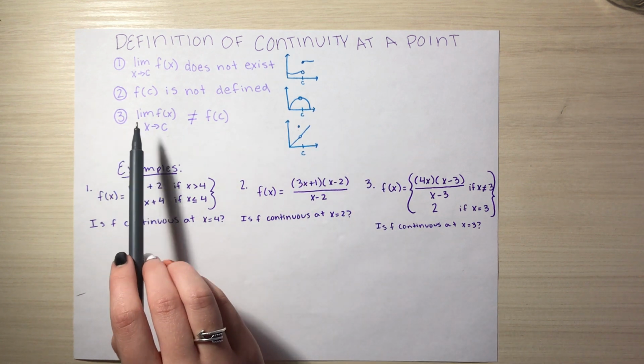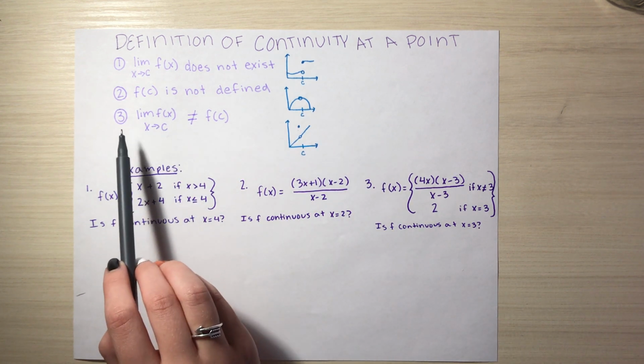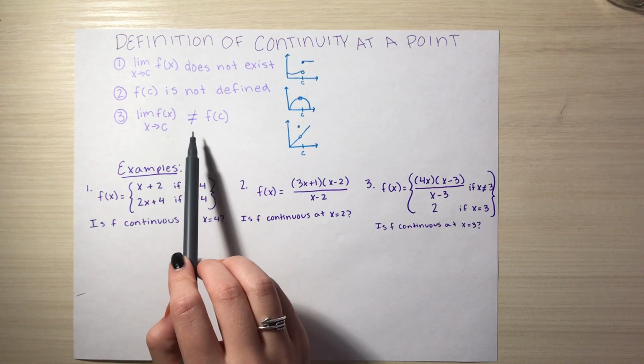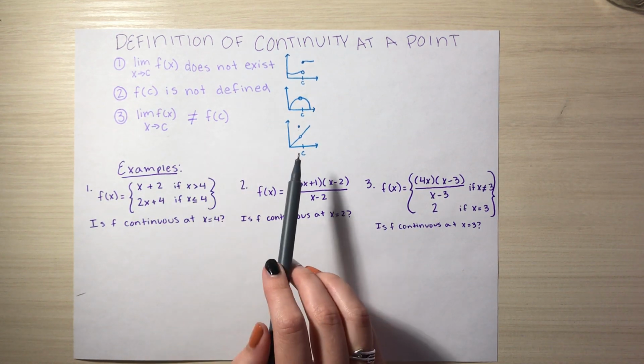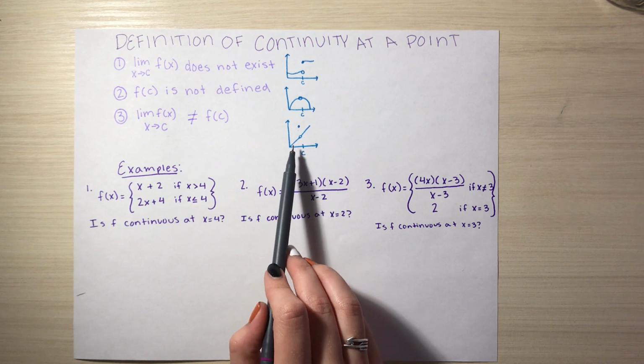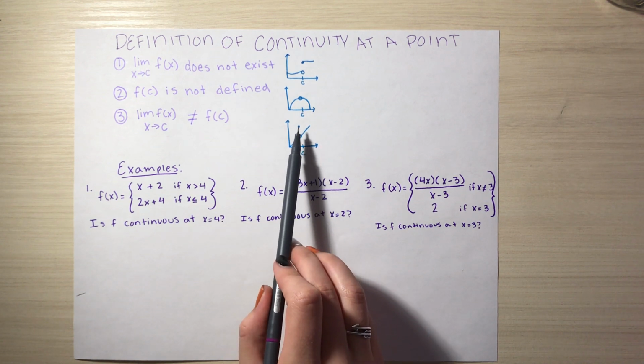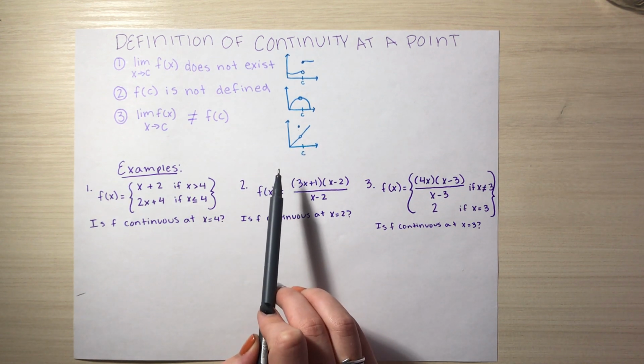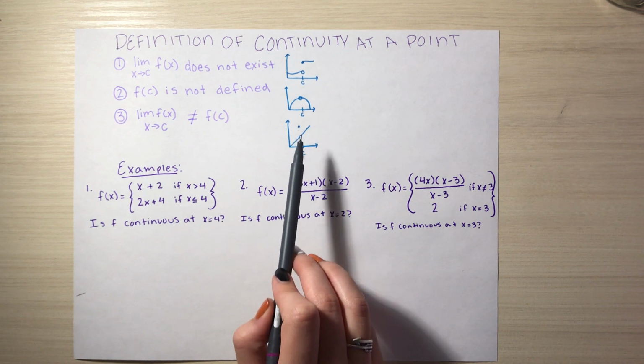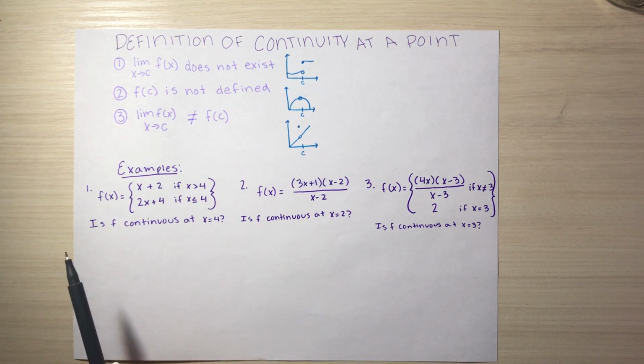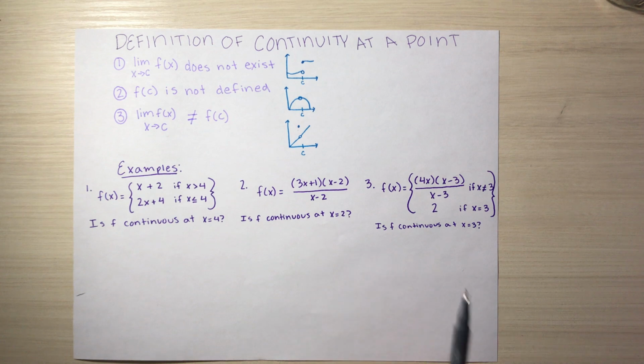Or, number three, if the limit of f of x as x approaches point c does not equal f of c. In this graph we can see that there is a limit as x approaches c, and there is a point at c, but f of c does not equal the limit. So we have three examples here to test these out.